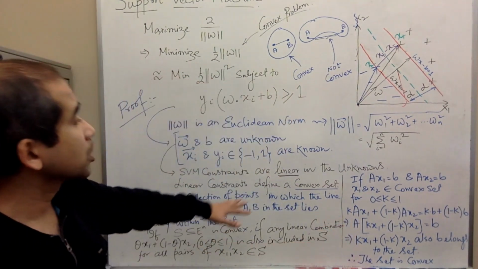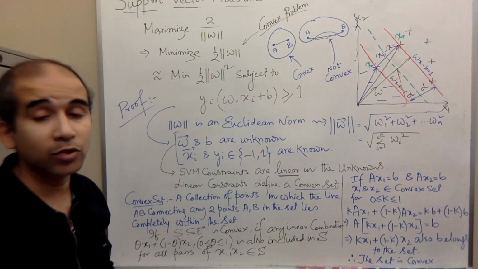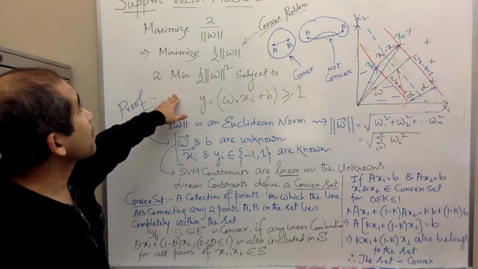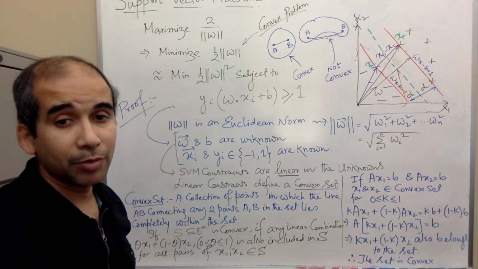That actually shows that if you take any 2 points and draw a line, and the line lies within that set, this is a convex set. And this exactly happens for the support vector machine optimization problem, which is a convex optimization problem.